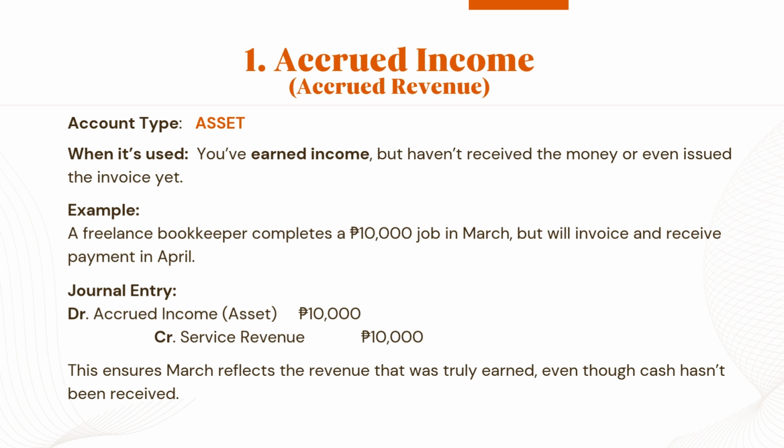1. Accrued income, also called accrued revenue. Account type: asset. When it's used: you've earned income but haven't received the money or even issued the invoice yet. Example: a freelance bookkeeper completes a $10,000 job in March but will invoice and receive payment in April. Journal entry: Dr. Accrued income (asset) 10,000, Cr. Service revenue 10,000. This ensures March reflects the revenue that was truly earned, even though cash hasn't been received.